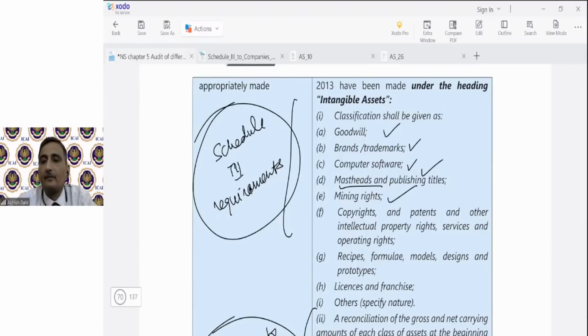Okay. Yes, Suman, you are writing that second part of PP and intangible asset is similar. Yes. Swati Krishna.